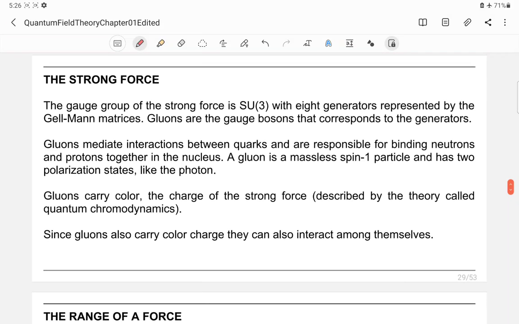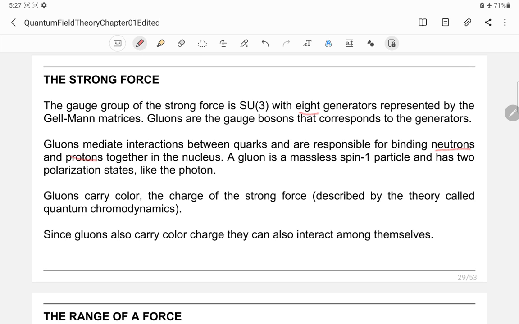The strong force has a gauge group of SU(3), which has 8 generators represented by the Gell-Mann matrices. Gluons are the gauge bosons that correspond to the generators. Gluons mediate interactions between quarks and are responsible for binding neutrons and protons together in the nucleus.